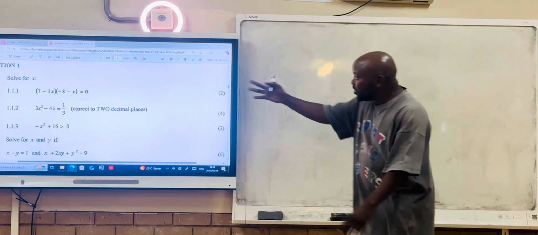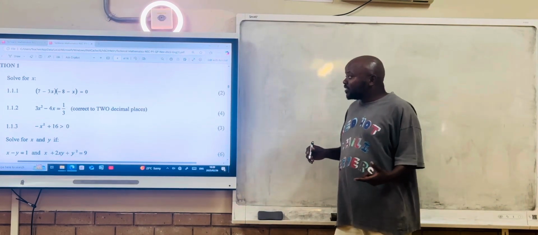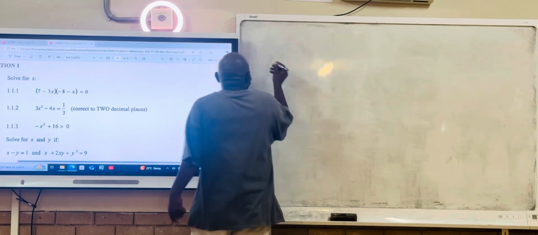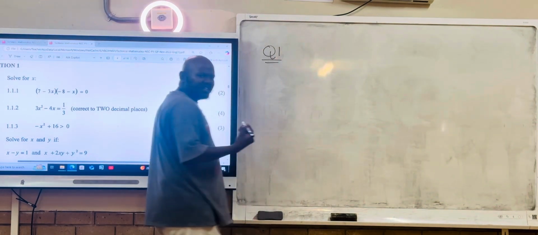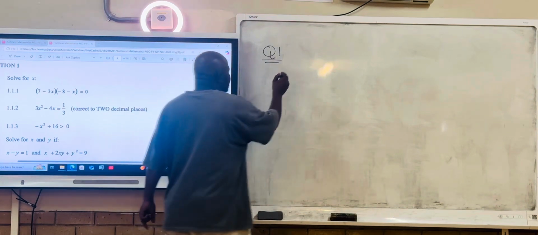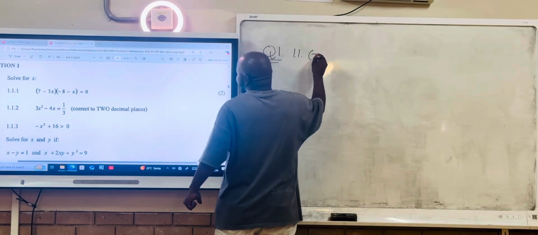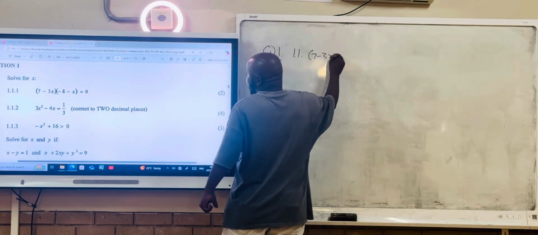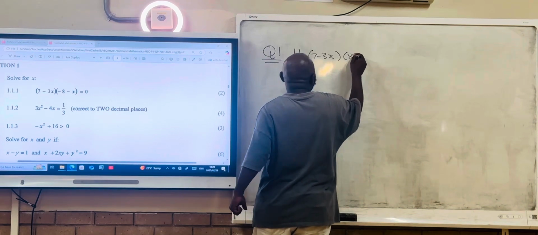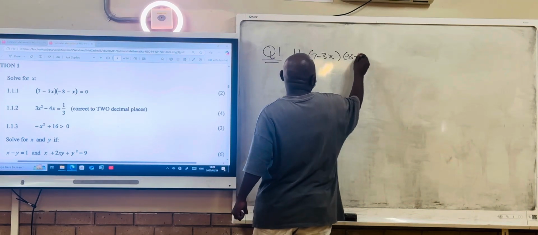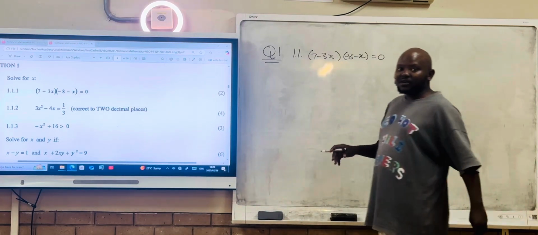Now we're going straight to Question 1.1. When you answer the question paper, just simplify your life and write Q1, to save ink and time. Thank you very much. With 1.1, we're given 7 minus 3x, multiplied by negative 8 minus x, is equal to 0. That is our question.